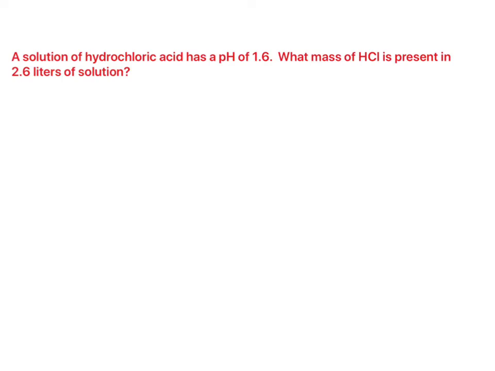Okay, now we're going to put this all together with some things that we've learned earlier this year. So we have a solution of hydrochloric acid that has a pH of 1.6, and we want to know what's the mass of HCl that we would have to dissolve into 2.6 liters of solution in order to make that hydrochloric acid solution. So we'll start by writing our equation. When we put HCl into water, we get hydrogen ions and chloride ions. And we know that our solution has a pH of 1.6.